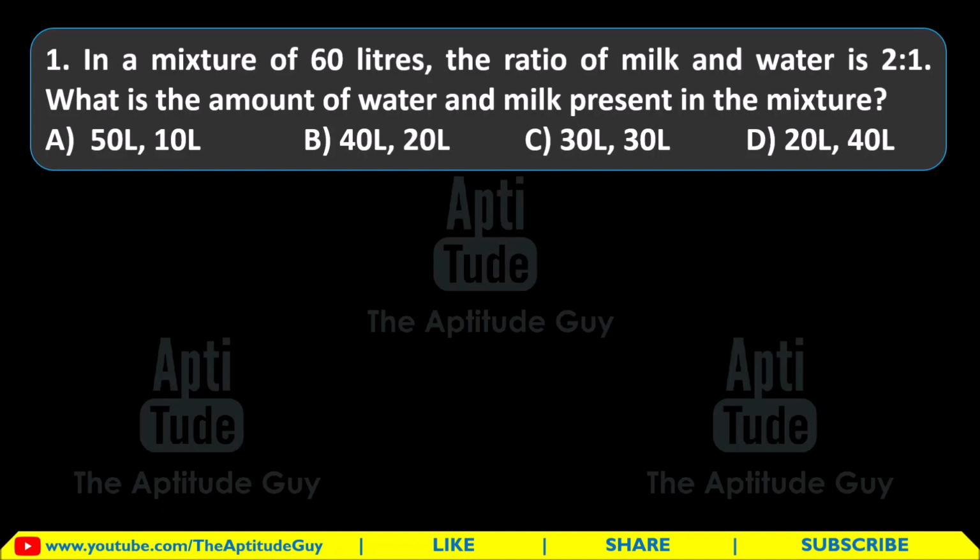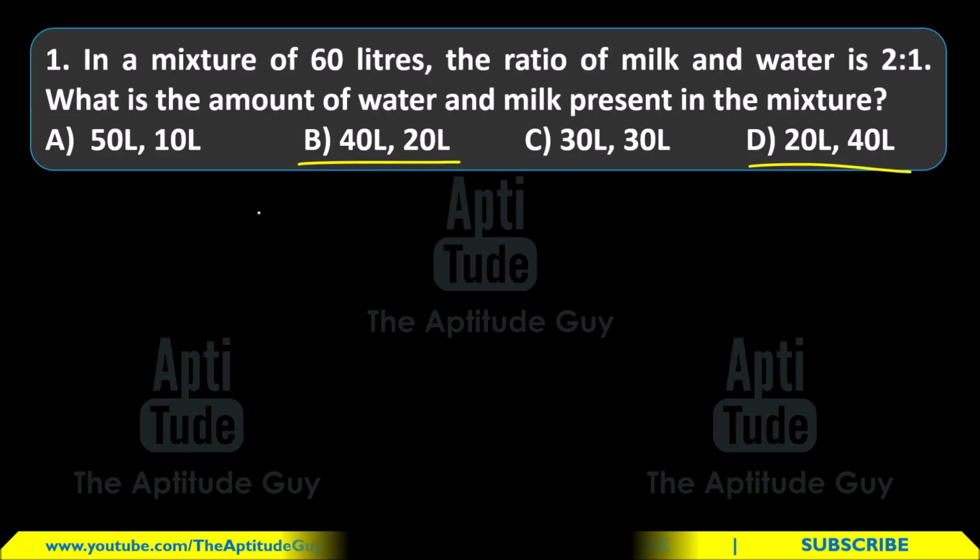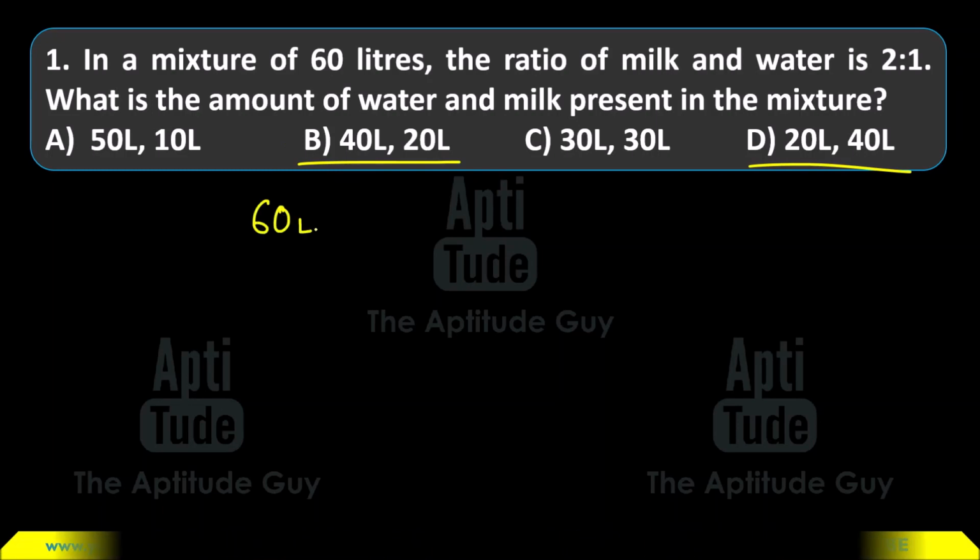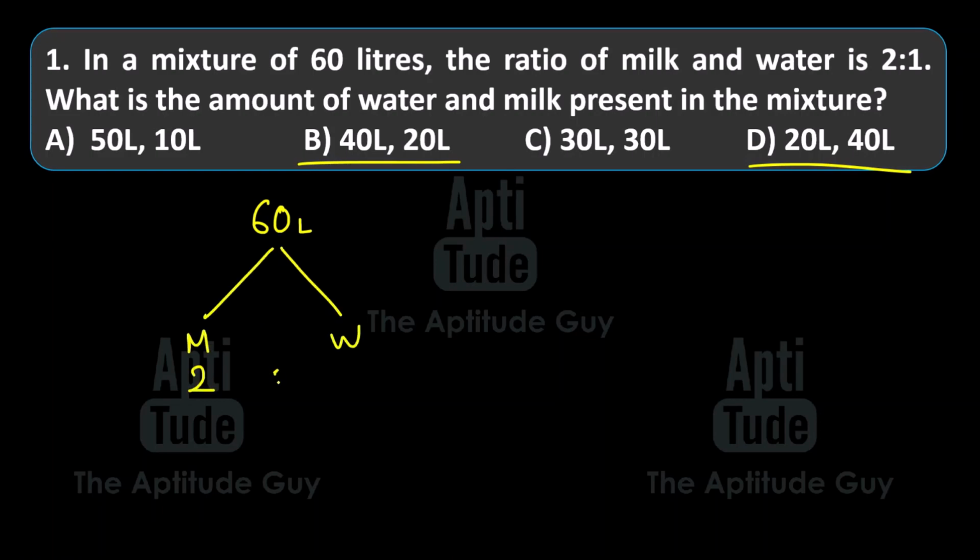Alright, let's do it. The two most common answers given by people for this question are option B and option D. Let's see what is the correct answer. We have a total of 60 liters of the mixture, where the ratio of milk and water is 2:1. We have milk, we have water, 2:1. So how much milk is there?